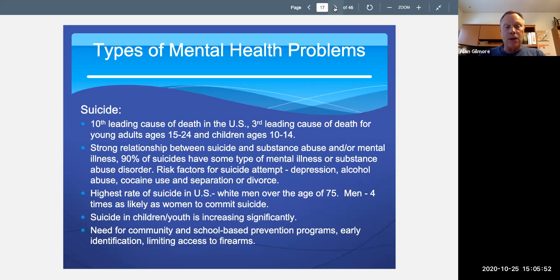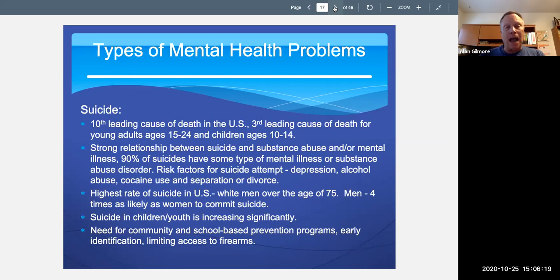Suicide in children and youth is increasing significantly, and it's quite prevalent in the gay, lesbian, bisexual, transgender population in terms of youth. And community and school-based prevention programs, early identification, and limited access to firearms may be some ways that communities would be able to address this prevalence of suicide.